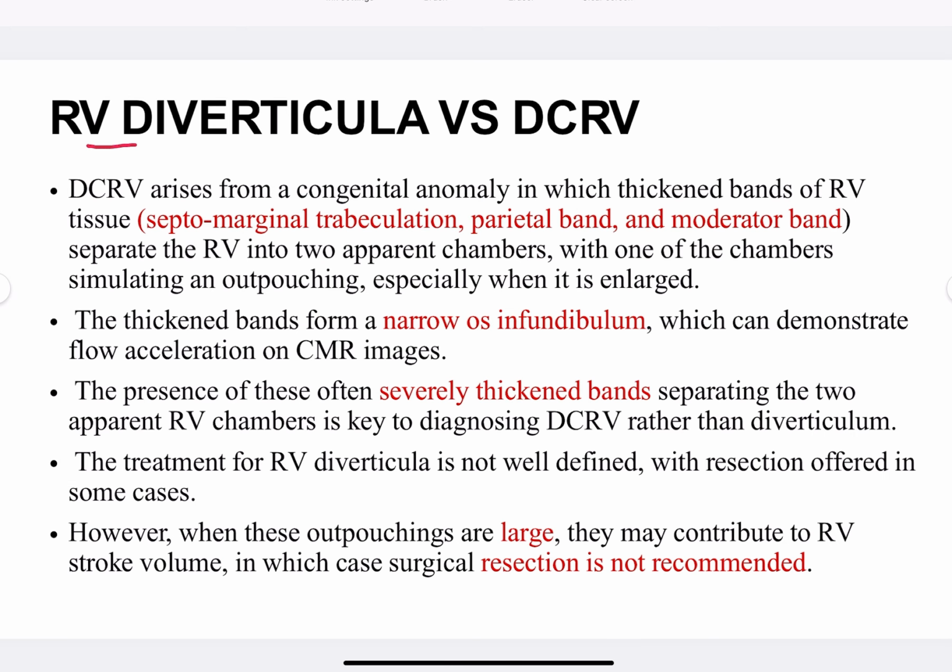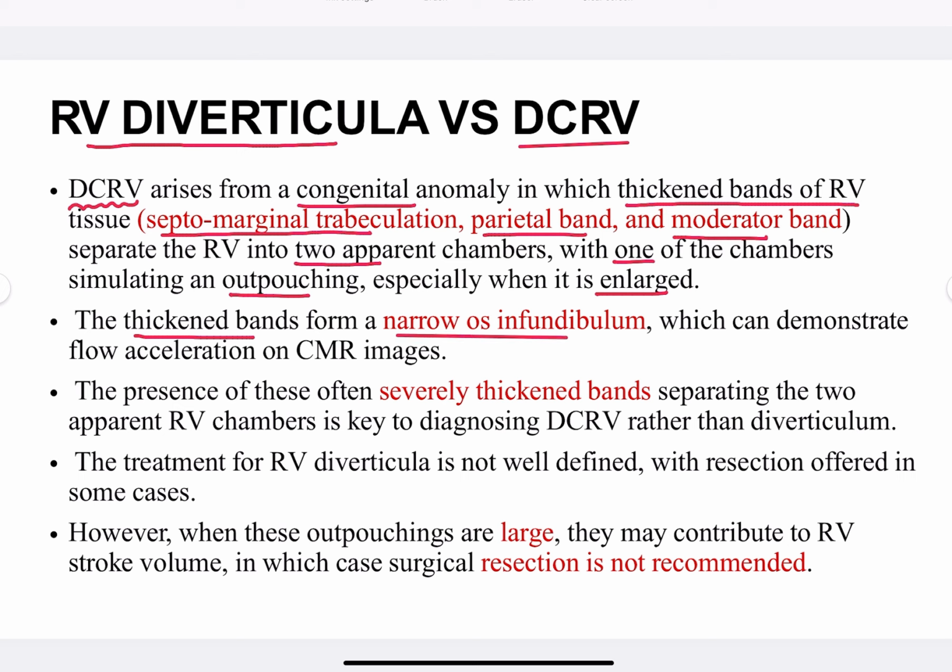Sometimes we can confuse the right ventricular diverticula with a double chambered right ventricle. So basically double chambered right ventricle is a congenital anomaly where we are seeing thickened bands of the right ventricle, that can either be septomarginal trabeculation, parietal band, or moderator band, and it is separating the right ventricle into two chambers, and one of these chambers can simulate an outpouching, especially when it is enlarged. So when these thickened bands are present, they can create a narrow os infundibulum, and it can demonstrate flow acceleration on the cardiac MR images.